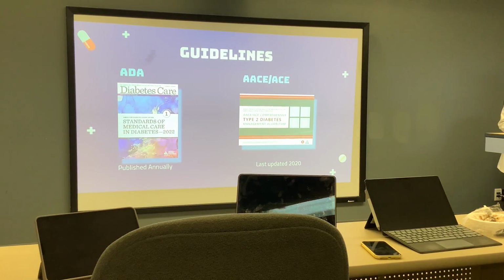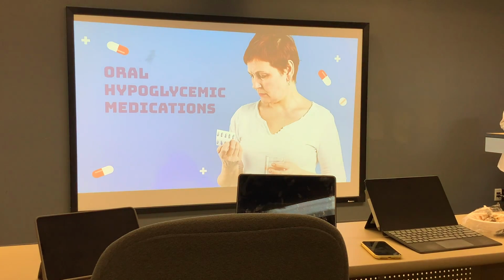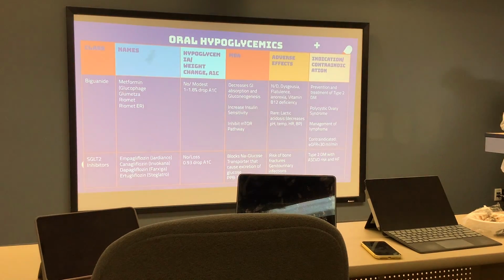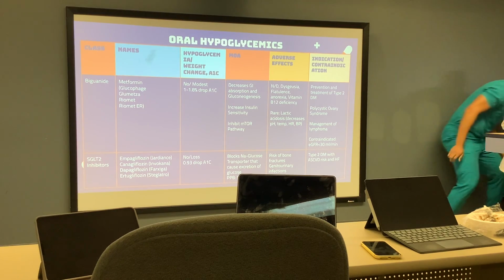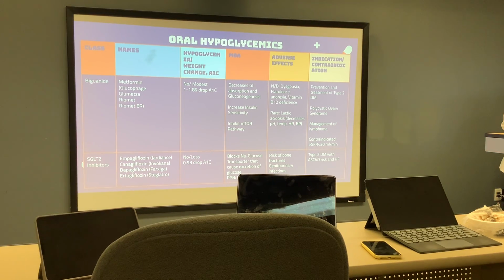Okay, these are the guidelines, ADA and AACE. So I'm going to talk about oral hypoglycemic medications. Let's start with metformin. Metformin is a biguanide class, and brand names are Glucophage, Glumetza, Fortamet.